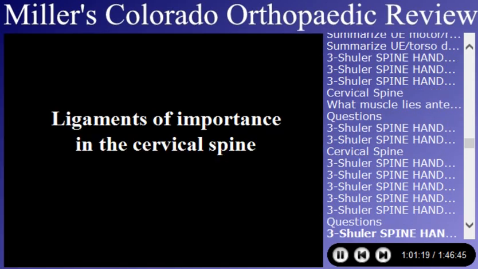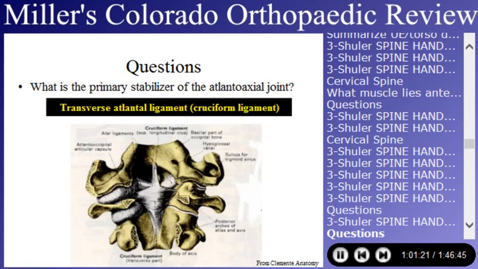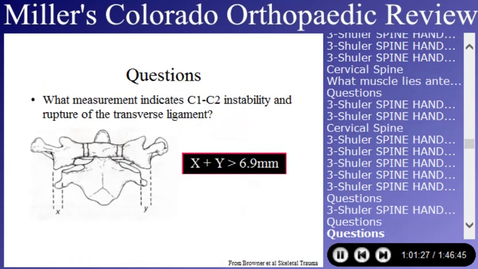Ligamentous importance: the primary stabilizer of the atlantoaxial joint is the cruciform ligament. Don't forget why that's important, as shown here. What do you need to determine a disruption of C1, C2 and instability? Don't forget how you obtain that measurement. You look for splaying, the summation of the distance of C1 to C2 from the lateral processes here, and that cannot be greater than 6.9. Don't forget how you determine that measurement.